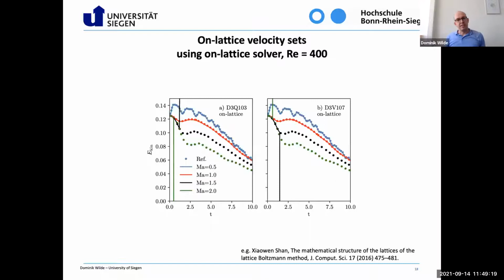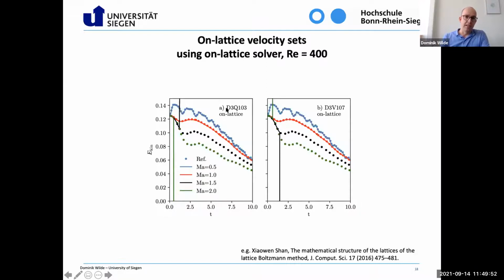And we repeated the simulations with a very naive approach, I have to say, using on-lattice velocity sets, using an on-lattice solver. For the equilibrium, for example, we used the same fourth order equilibrium, but we used an on-lattice streaming step. And we see that this approach is not able to simulate the high Mach number flows.